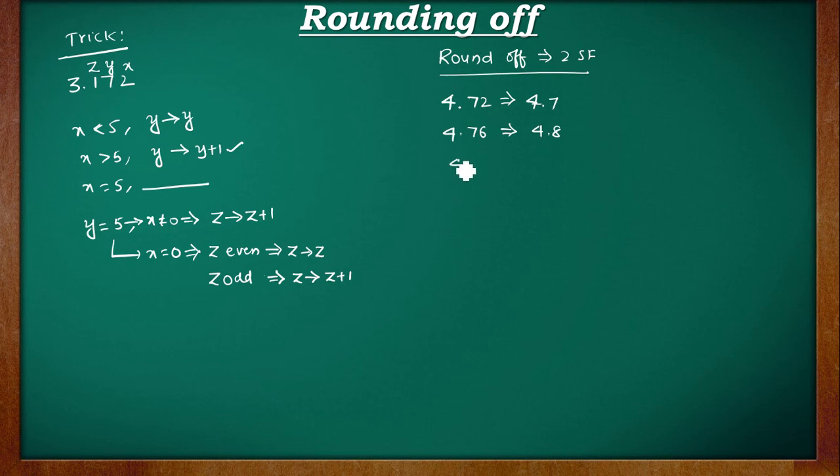Next, let us take 4.752. Now let us take the previous digit, y is equal to 5. So y is equal to 5 means you have to check two conditions, whether x is not equal to 0 or x is equal to 0. x is not equal to 0 here, isn't it? So then you have to raise z by 1. So the answer will be 4.8 directly. Understand? Next, 4.653 is there, let us say.